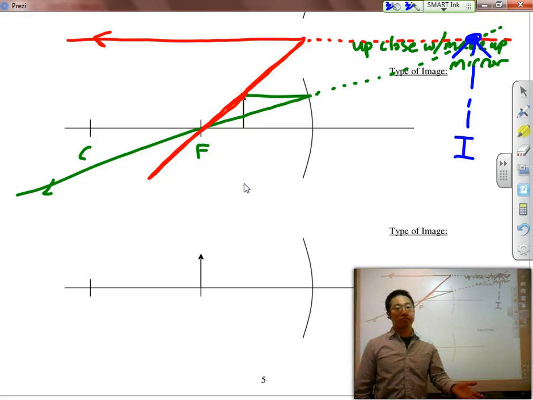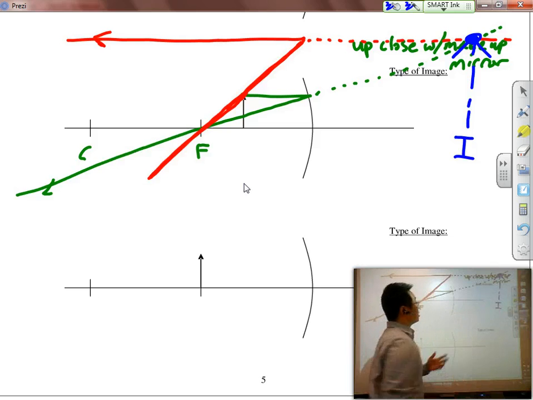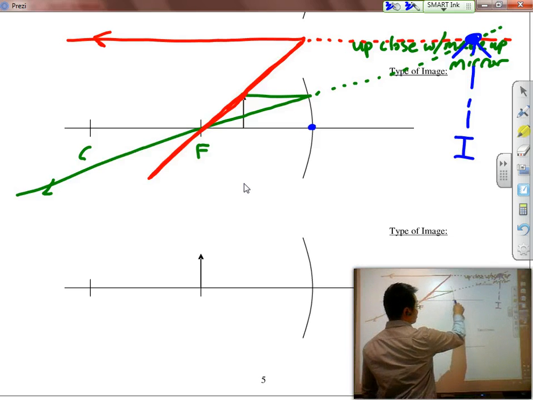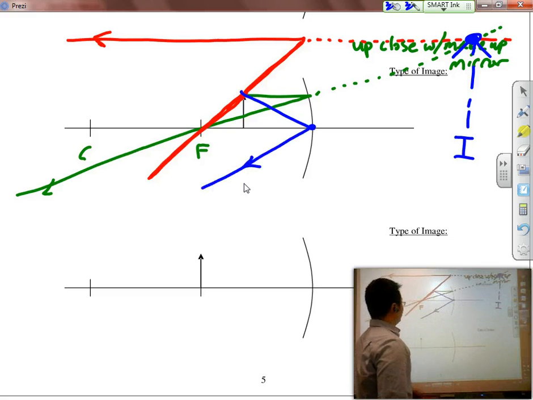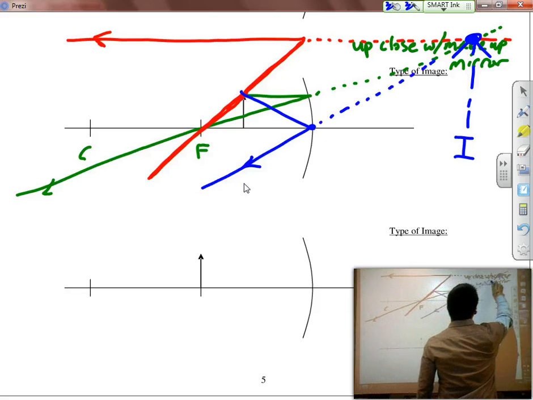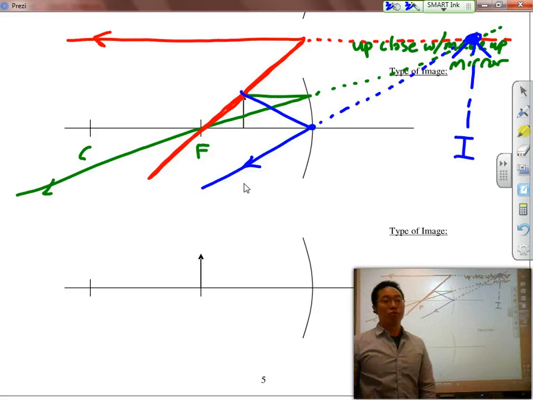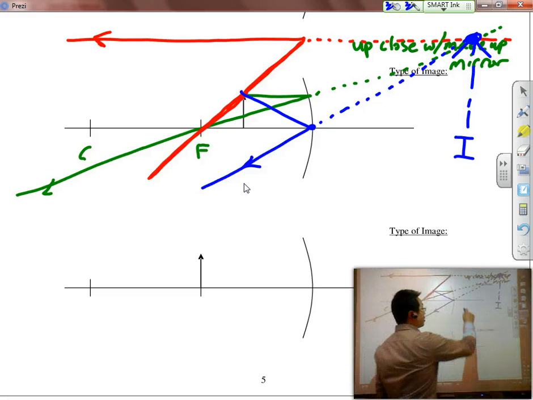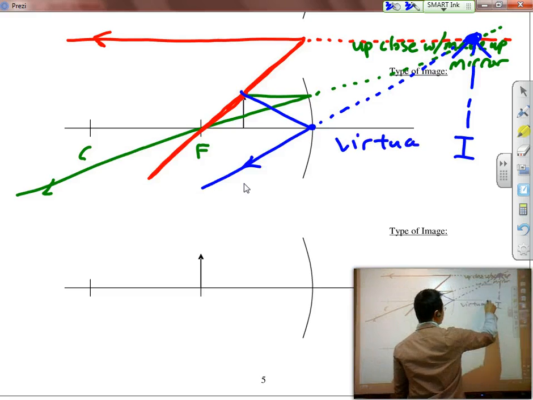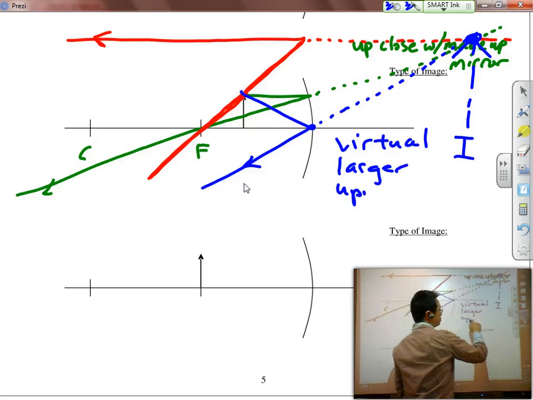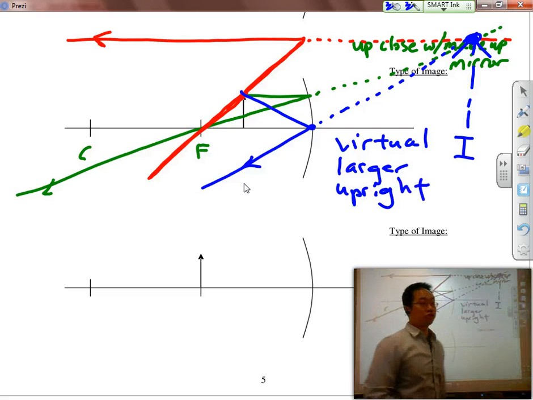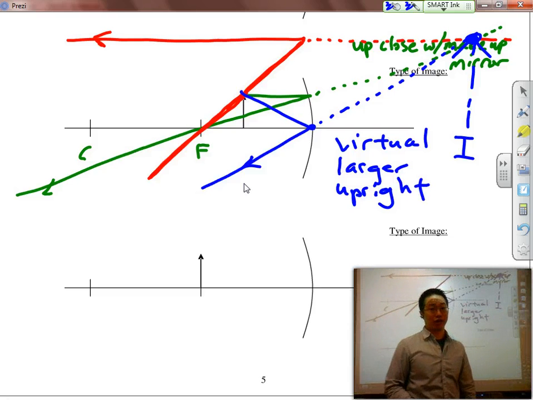As a check, there's several you could do. You could go through C, you could draw it to the center of the lens. In this case, I'll draw it to the center of the lens. I'll draw it right here as my check. It goes there, and normally it bounces back at the exact same angle, which again won't meet on the real side, but I know that if I pull back that reflected ray, it will meet on the virtual side. So this is a virtual, larger, and upright image. Okay, and that's what you guys should be drawing right now as well.